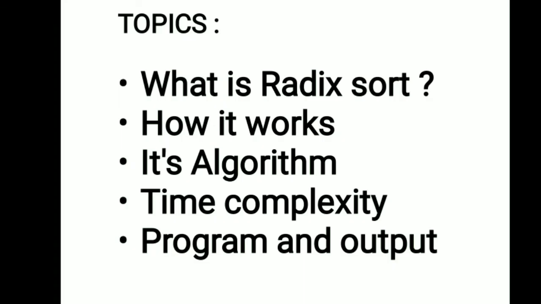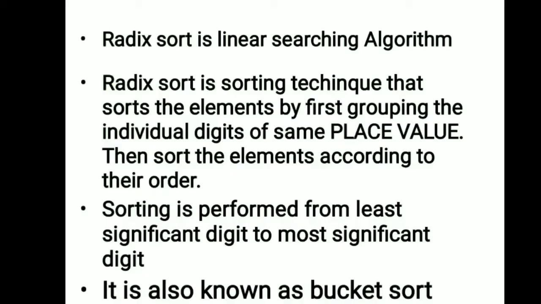Radix sort uses counting sort as a subroutine to sort an array of numbers, and it is also known as bucket sort algorithm. And Radix sort is a non-comparative sorting algorithm. Into the topic: what is Radix sort and how it works, its algorithm, time complexity, program and its output. Radix sort is a linear sorting algorithm.